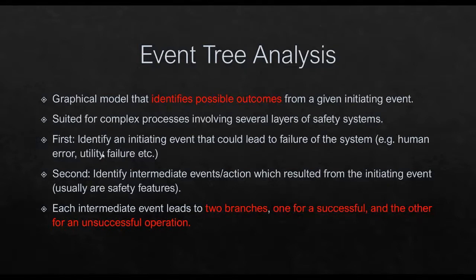Okay, the first layer is about the initiating event. The second layer is about the action or the result that supports the initiating event. And then each intermediate event leads to two branches, one for successful and another for unsuccessful operation.